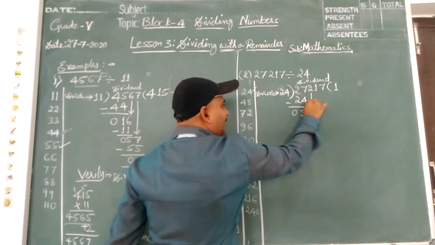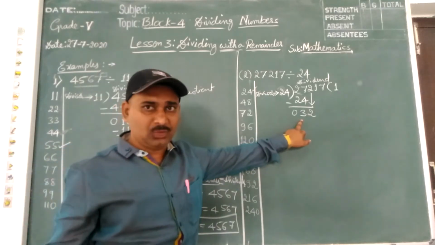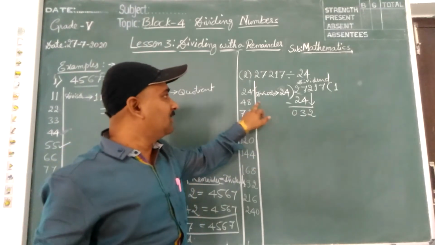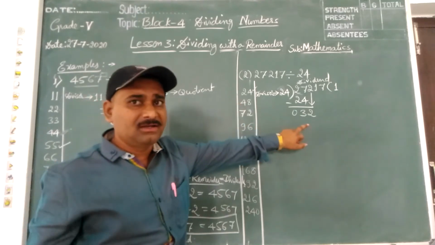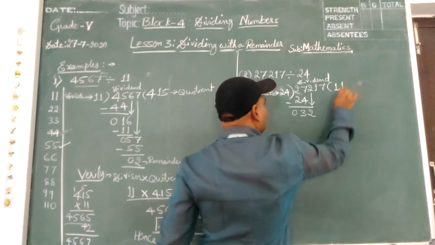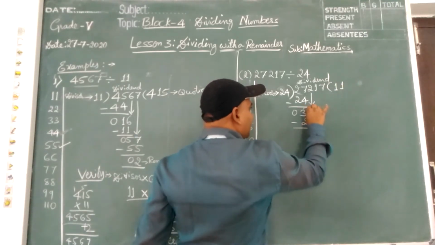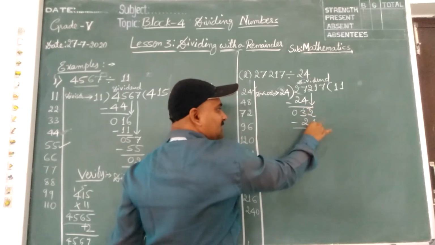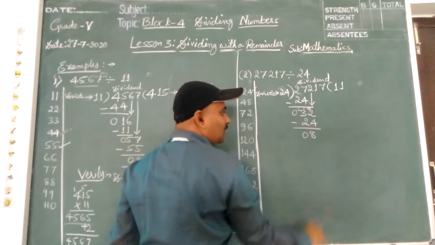3 left. Take the next digit, that is 2. Now 32. Again check in the 24 table where you will get 32. 48 is again too big. So 24 only we have to take one more time. Subtract: 12, take borrow 1. 12 minus 4 is 8. Now the borrow is taken, it is 2. Now 2 minus 2 is 0.